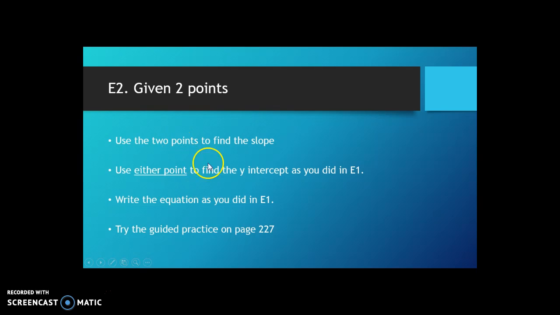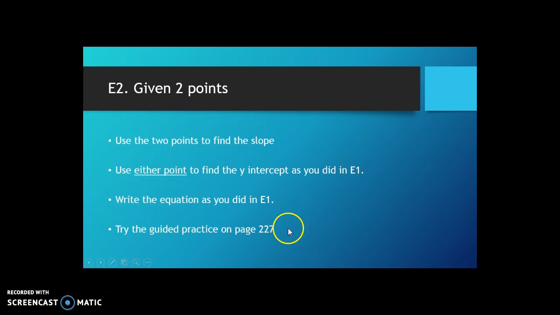Okay. All of this stuff we know how to do. We're just putting it in order. All right. And once you find the slope, you're going to use either point to find the y-intercept, just like we did in example 1. It does not matter which point you use. Don't use both points. Just use one or the other. And then again, we repeat the process from example 1.